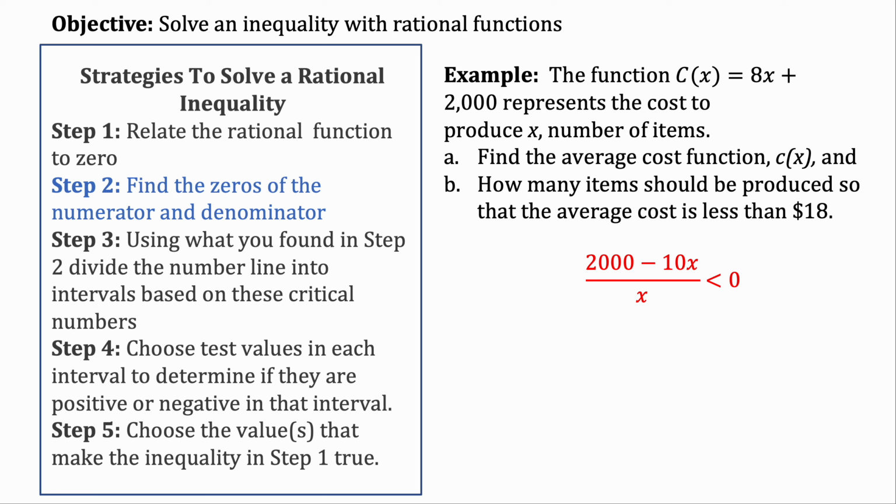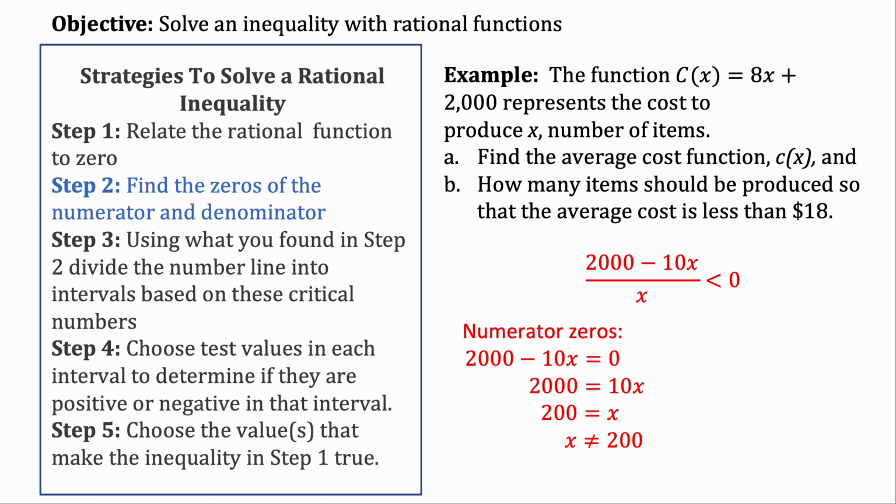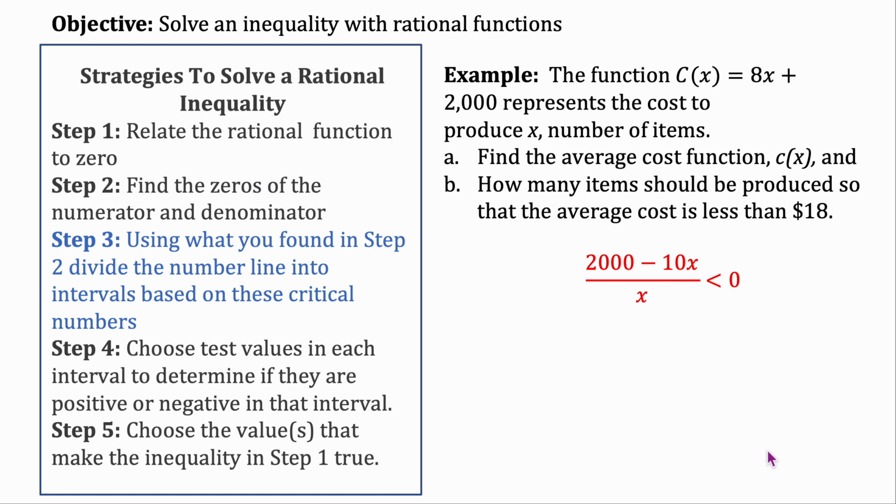Step 2 is, now that we have this rational function, it is related to 0. We're going to find the zeros of the numerator and the denominator. So our numerator zeros: you're going to set that 2,000 minus 10x equal to 0. Now, it is not allowed to equal 200 because it just says less than. There was no equal to, so put a slash through it. Our denominator is just easy, x equals 0, but it's from the denominator, so put a slash through it.